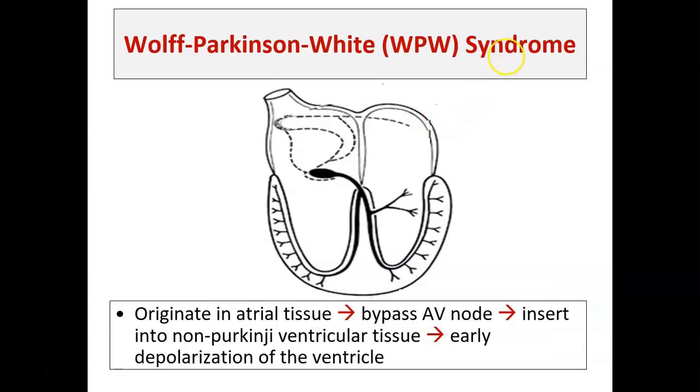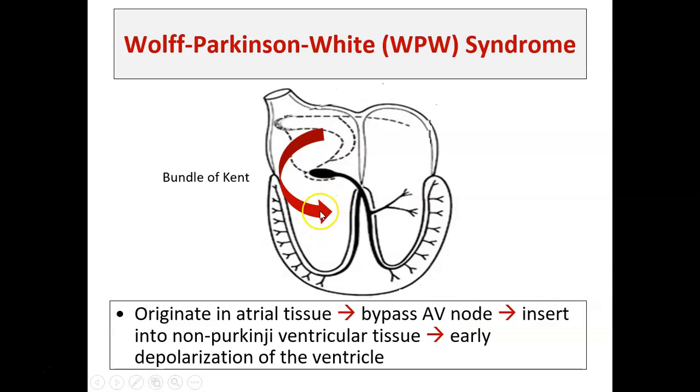But what happens in WPW syndrome? In WPW syndrome, some humans are blessed with an accessory or additional pathway. This additional conduction pathway, which is known as the bundle of Kent, originates in the atrial tissue, then bypasses the AV node, on either the right side or the left side, and then it's inserted into the non-Purkinje ventricular tissue. This is non-specialized conduction tissue, so it's inserted into the ventricles.